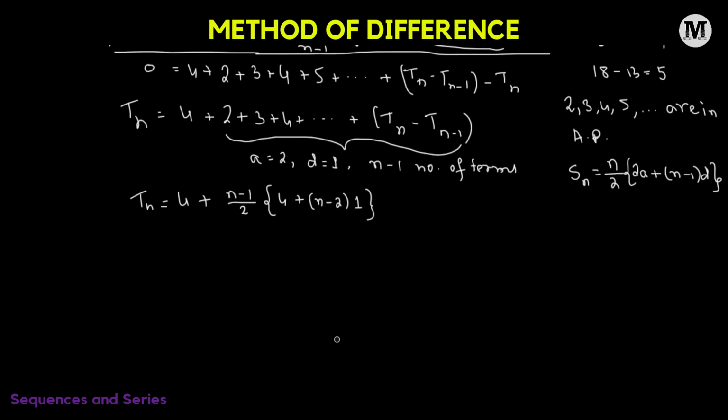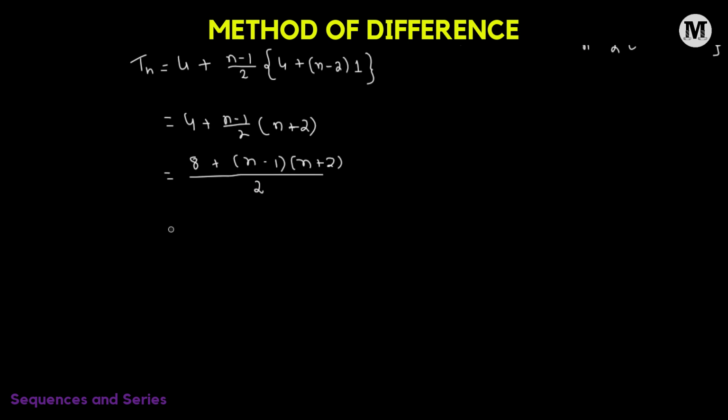So let's further simplify. We have 4 added to (n minus 1)/2 multiplied to (n + 2). Now we're going to combine them. So we have a common denominator of 2. Then we have 8 added to (n minus 1) multiplied to (n plus 2), which is going to give us n squared plus n plus 6, divided by 2. So this is going to be the nth term of the series.